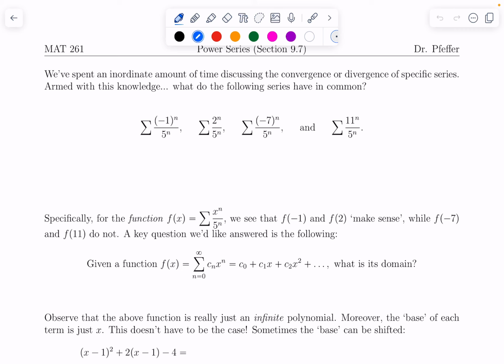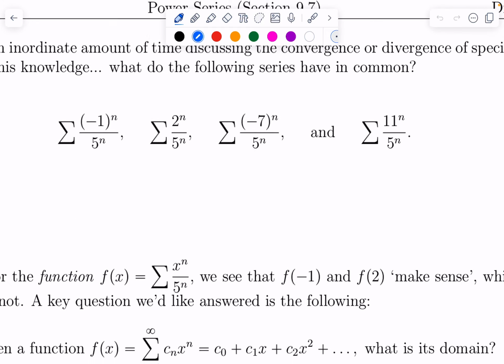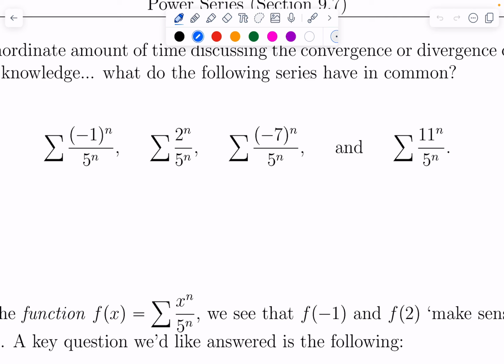In this conversation, we want to take a deeper look at some of the unifying theory that brings together all of the different series that we've been talking about. For example, if I look at these four series that I have right here, one thing I can observe that is common between all of them is that they all seem to be the same sort of structure. They all seem to be geometric. They all seem to have 5 to the n in the bottom. The only thing that seems to change is the numerator.